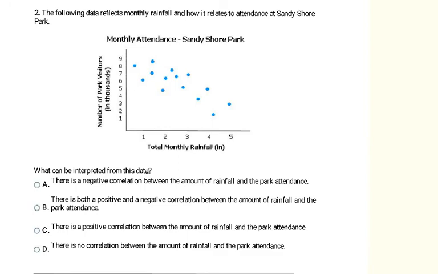In this example, it says the following data reflects monthly rainfall and how it relates to the attendance at Sandy Shore Park. What can be interpreted from this data? Is it negative, both positive and negative correlation, positive correlation, or no correlation? As I look here, these dots are slowly decreasing, so that's going to be a negative correlation. As the monthly rainfall increases, the number of visitors gets smaller. Since one is increasing and the other one is decreasing, that's negative correlation.